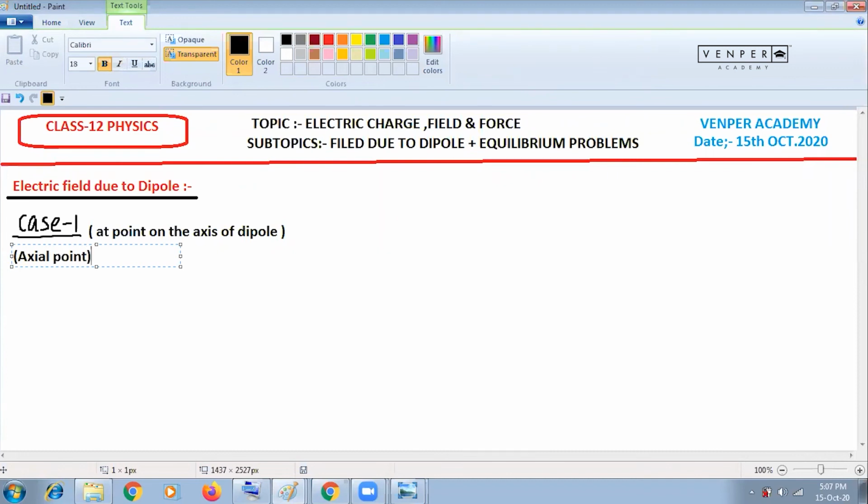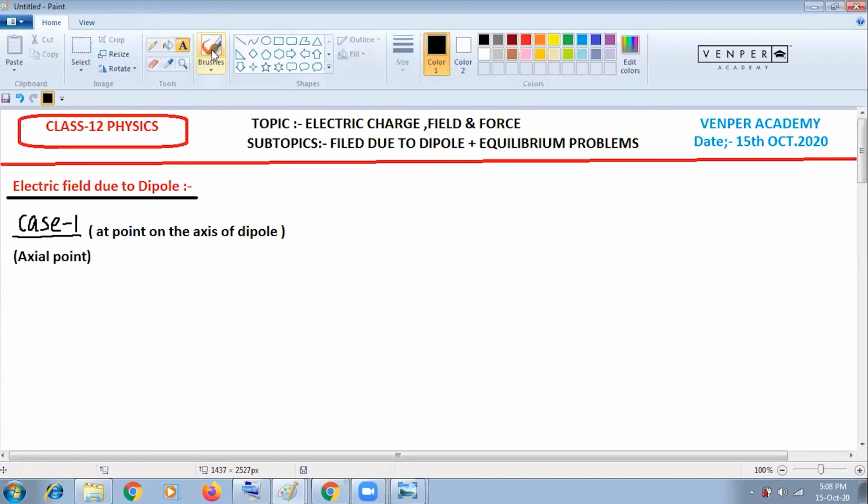So let me take the dipole. On the left side I'm keeping minus q, remember this, and on the right side I'm keeping plus q. So this is the minus q charge, and this is your plus q charge. This is the dipole moment you write.